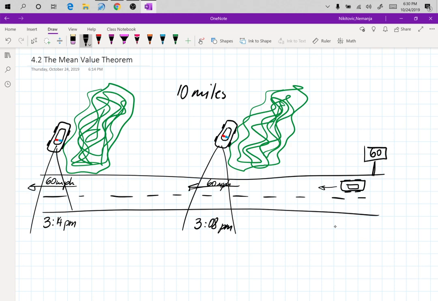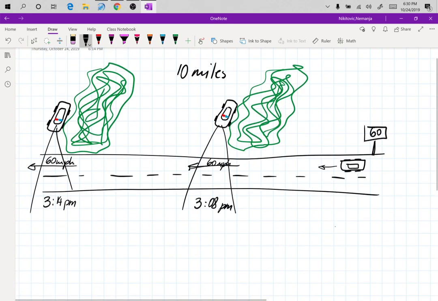So, a ticket? I went through both of these at the 60 speed limit. I was never pulled over. Like, what? Okay, let's see. The trick is that these guys were not only tracking your speed. I mean, they're tracking the speed, obviously, but they were also tracking who's passing by.